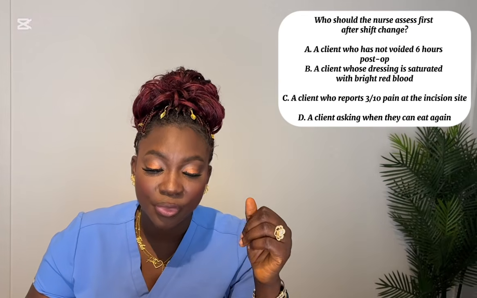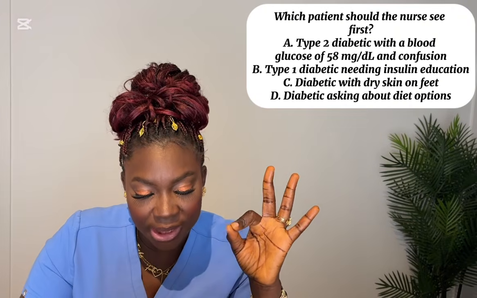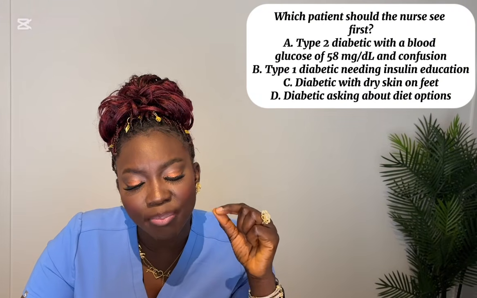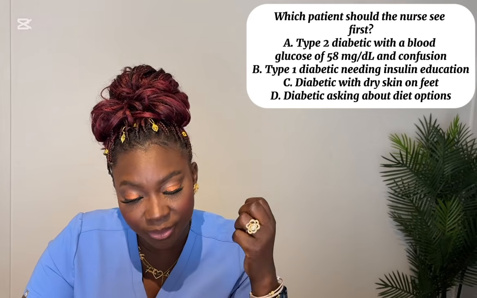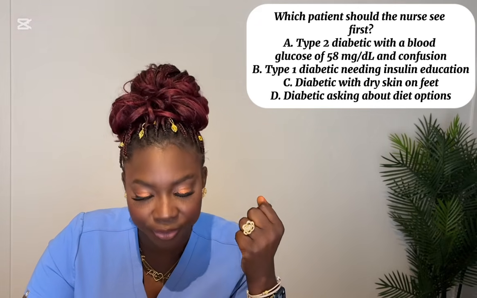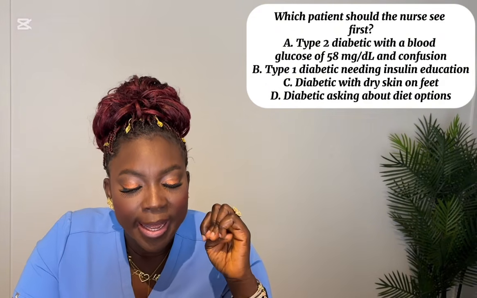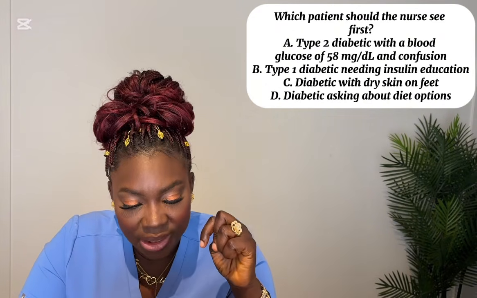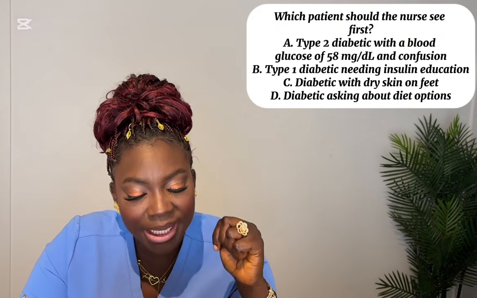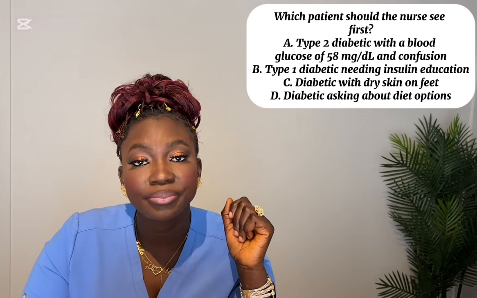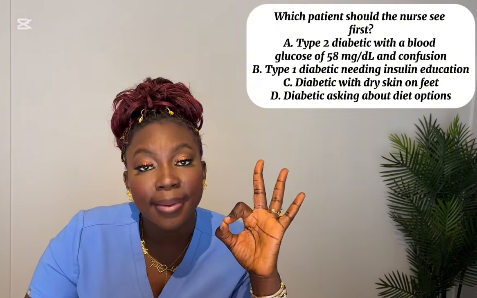Now let's go into the next one. Which patient should the nurse see first? A, type 2 diabetic with a blood glucose of 58 and confusion. B, type 1 diabetic needing insulin education. C, diabetic with dry skin on feet. And D, diabetic asking about diet options. What is your answer, guys? And the right answer is A.